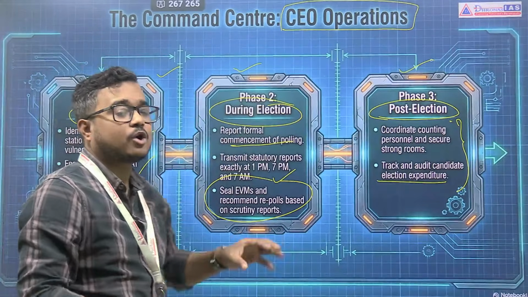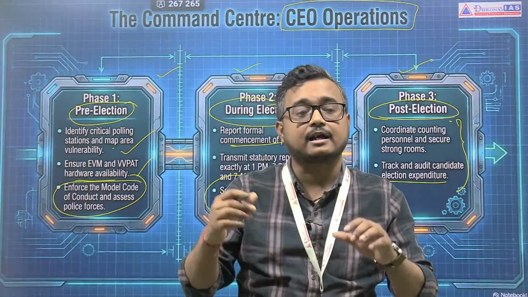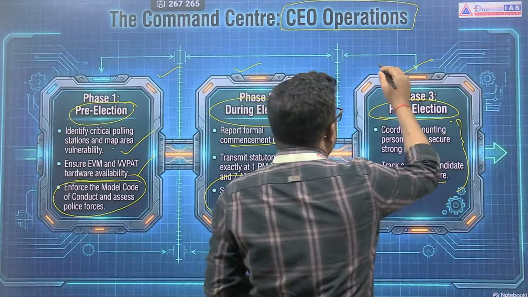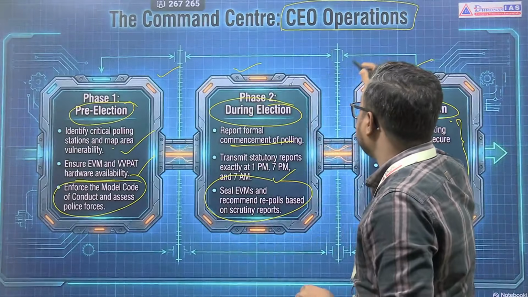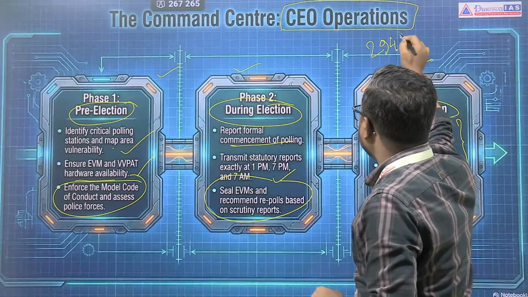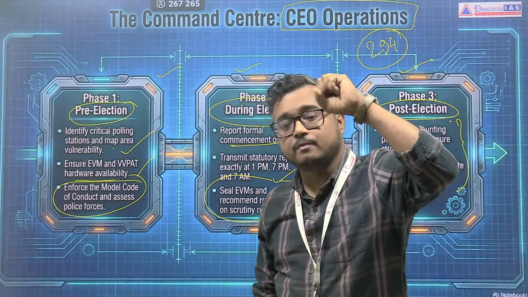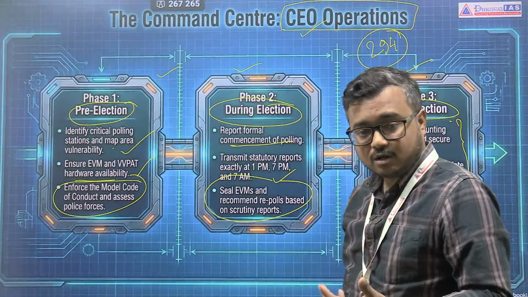And this is, you can say, the command center. An entire state is going into election. I am in the command center and I am commanding all the constituencies. For example, West Bengal will go to election in two phases, 23rd April and 29th April, and West Bengal has a total of 294 constituencies. So all these 294 constituencies will be under the command of the Chief Electoral Officer.